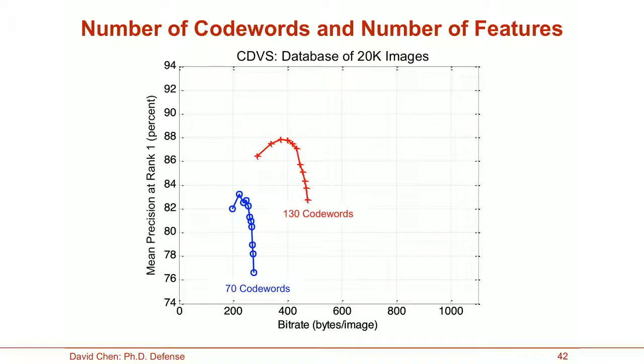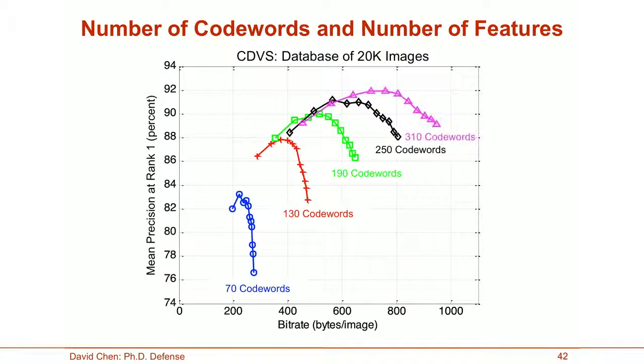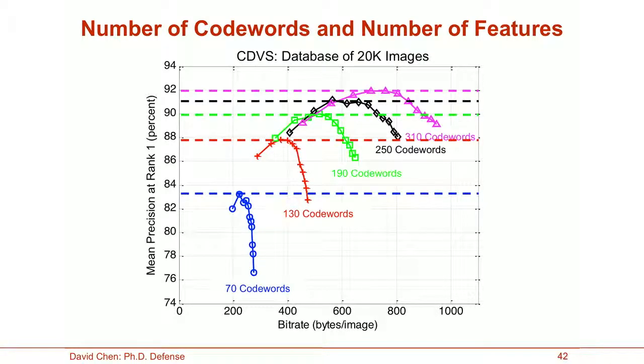I then repeat this process for a codebook of 130 codewords, 190, 250, and 310 codewords, and we observe two important trends. First, for each codebook, there's an optimal number of features to choose that gives us an optimal precision. Second, as we go to larger codebook sizes, the gaps between the optimal precisions shrinks, which means there are diminishing gains as we increase the codebook size. We'll be able to better explain both of these trends when I talk about the mathematical analysis of REV signatures in a few slides.